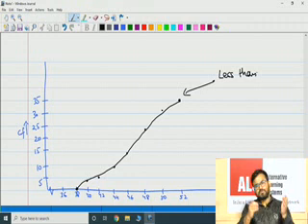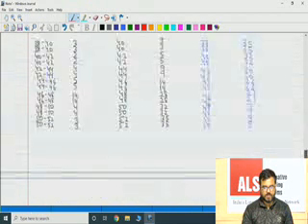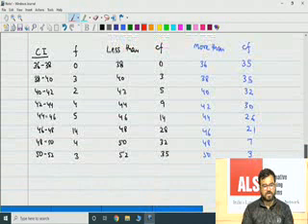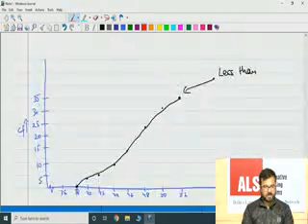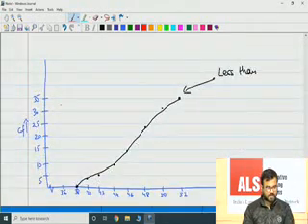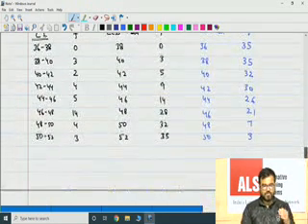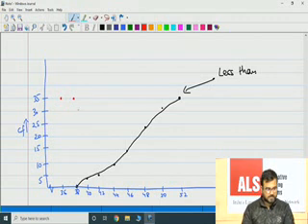Now, what we have to do? We have to draw the greater than ogive. So, in greater than we have to take the values: more than 36 we have 35, and more than 38 also we have 35, because there is no frequency between 36 to 38. Then 32, 30, 26.